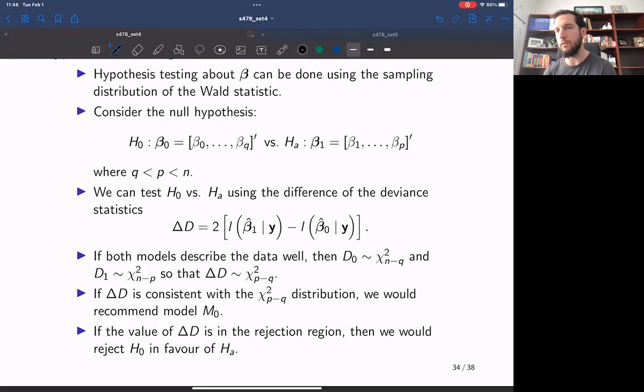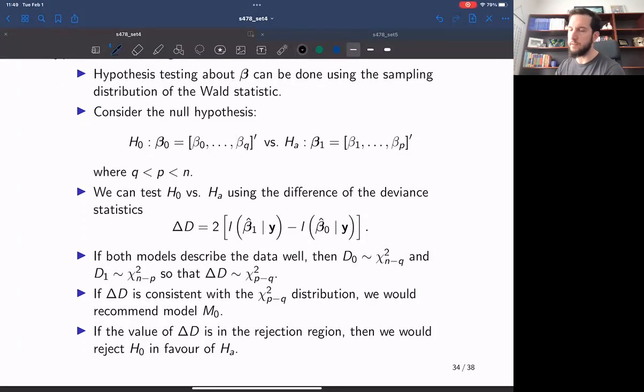So essentially what we can do is use delta D in the same way that we had just illustrated to test whether or not there is evidence that the larger of the two models is required. And we would conduct this test using a chi-square distribution, except that the degree of freedom for this chi-square would now be p minus q. So the process is pretty much exactly the same as what we just saw, except that the degree of freedom for the chi-square is now changed.